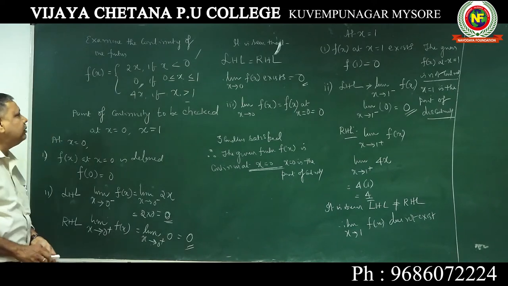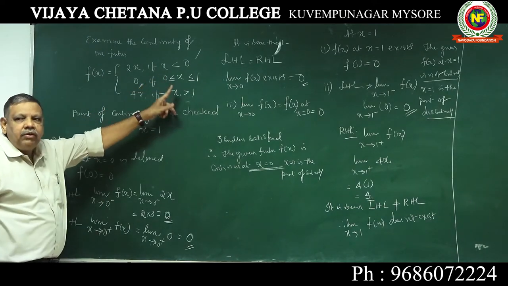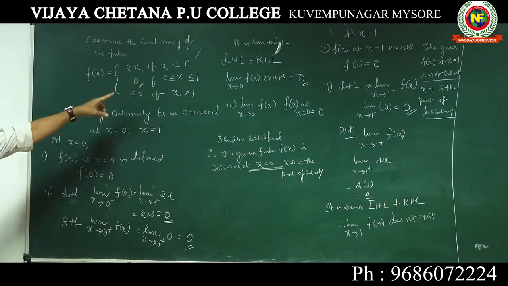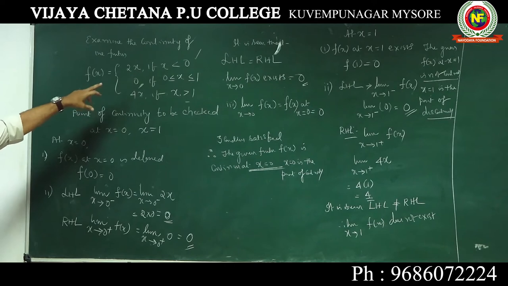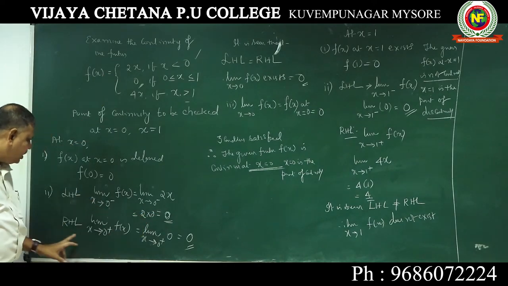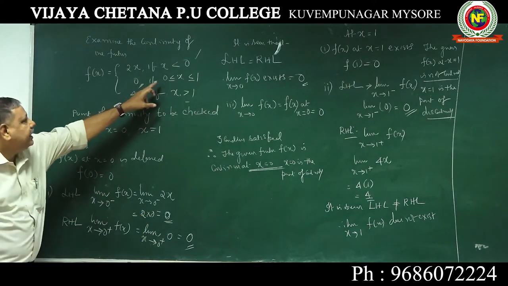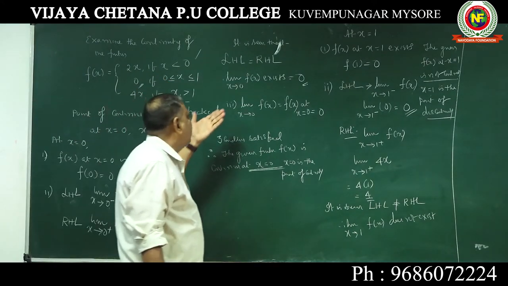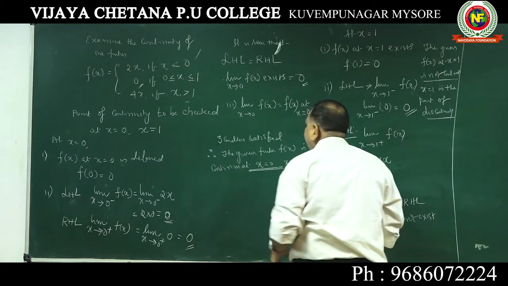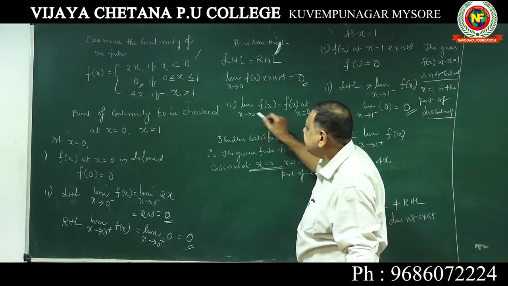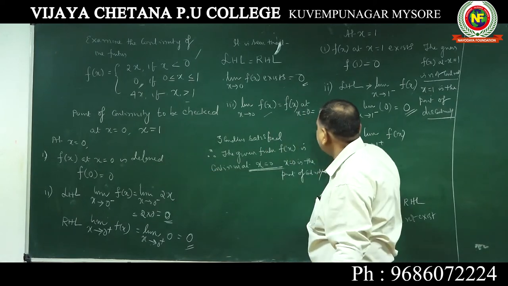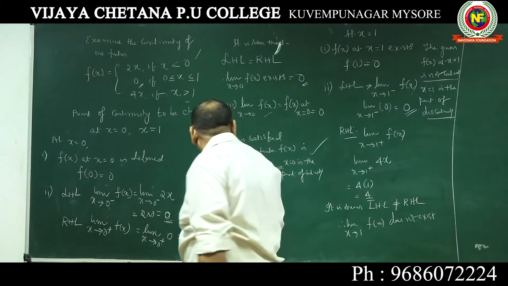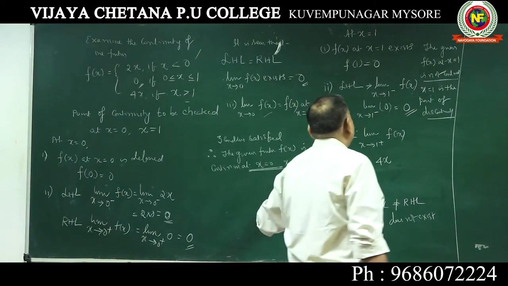Now here you check two points, 0 and 1. For 0, you take f of 0, put in 0. For the left hand limit, x less than 0, apply 2x, giving 0. For the right hand limit, x greater than 0, also 0. So both are the same, LHL equal to RHL, and this limit exists. And the third condition, this limit is equal to the function value, 0. Therefore, it is continuous at x equal to 0. x equal to 0 is the point of continuity.